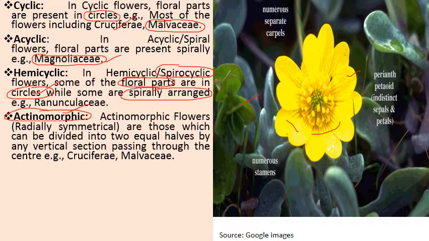So actinomorphic flowers, having radial symmetry, are the flowers which can be divided into two equal halves by any vertical section passing through the center. Aisa flower jisko hum two equal halves mein divide kar sakte hain from any plane passing through the center. These types of flowers are found in members of the families Cruciferae and Malvaceae.